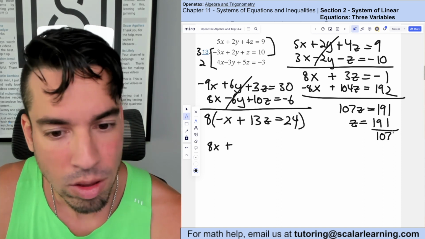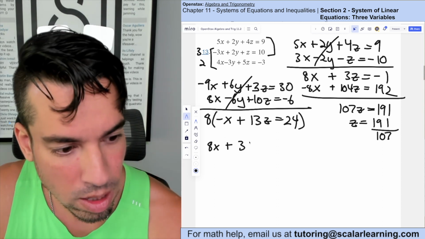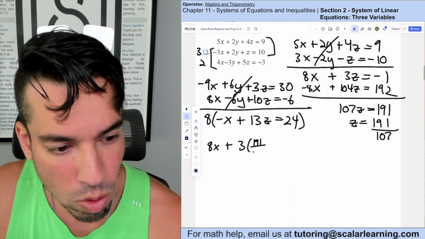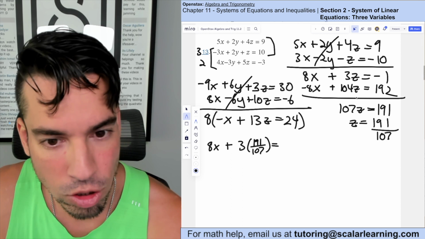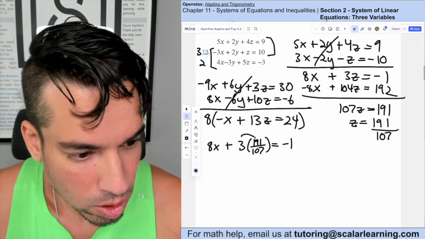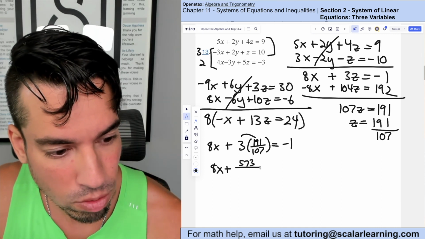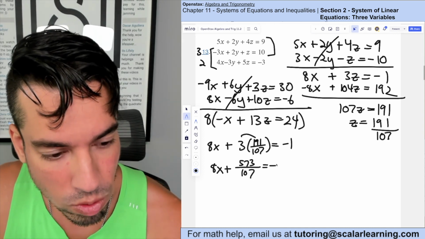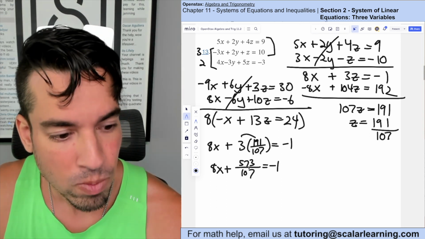So we've got 8x plus 3 times 191 over 107 is equal to negative 1. Okay, now we can solve for x. So we're going to multiply the 3, which is 573 over 107, is equal to negative 1. Then we're going to subtract both sides by 573 over 107.